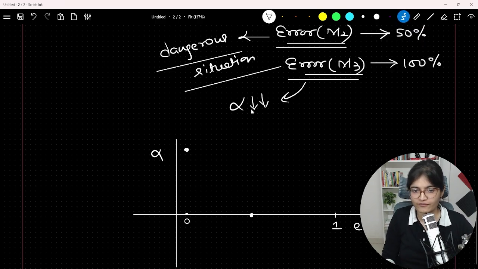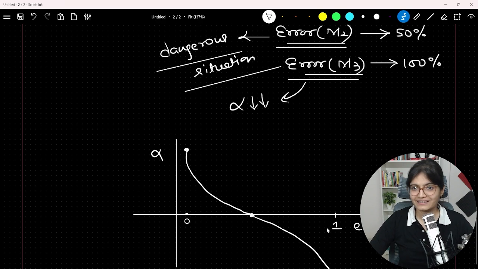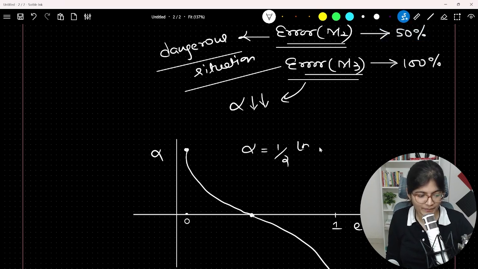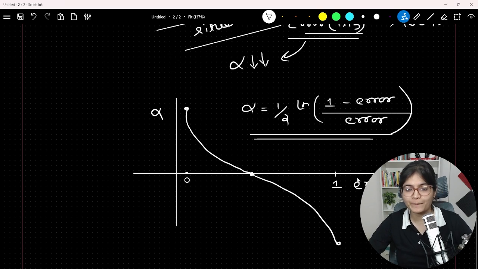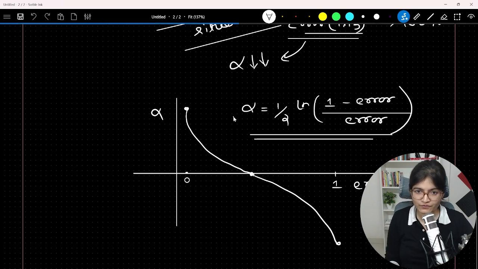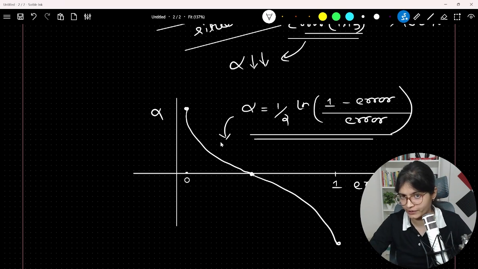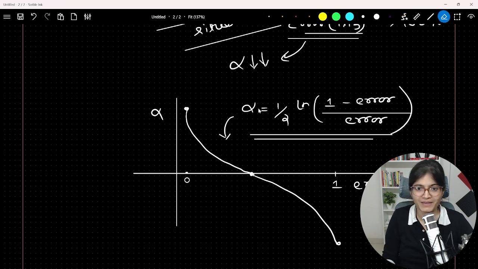So this kind of graph you will be able to see and plot here, going like this curve and then this curve. And this curve in maths is defined by an equation, alpha equals 1/2 logarithmic of 1 minus error divided by error. So we will use this equation to update the weights. Okay? So what is alpha? I hope this equation is clear. This is the equation of this specific curve which I have just plotted here. I have just tried to give you the intuition behind this curve.